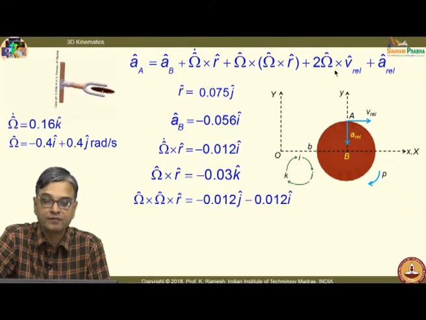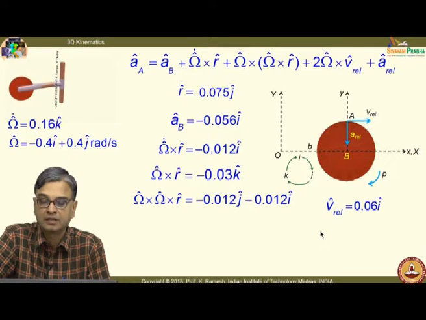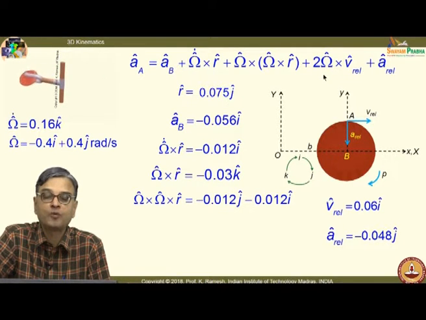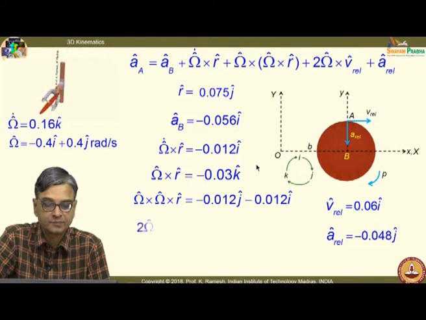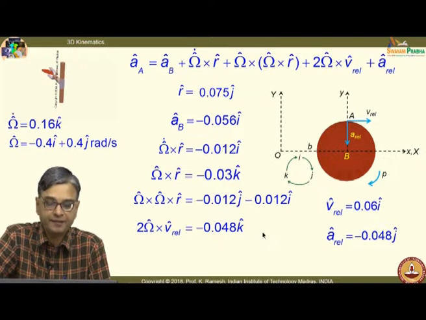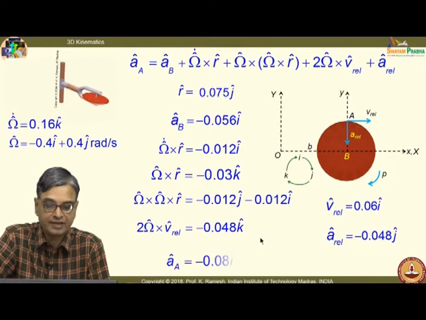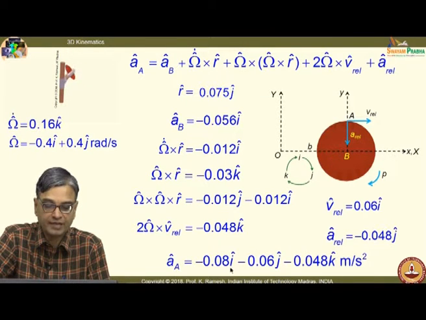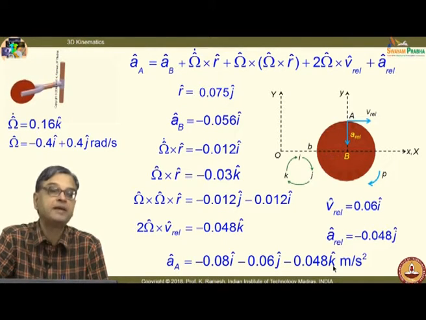Then I can also write, we know what is V rel, we know what is A rel, V rel is so much, and A rel also we have determined earlier. So, I have all these quantities. So, I can easily compute 2 omega cross V rel as well as put the value for A rel. So, 2 omega cross V rel turns out to be minus 0.048 k. So, when I put all these quantities, I get the acceleration finally as minus 0.08 i minus 0.06 j minus 0.048 k meters per second square.